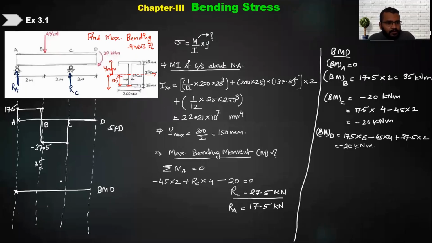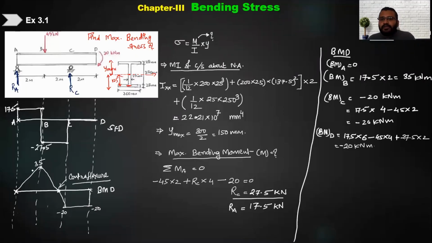One minute, the first is 0 value, then at point B 35, at point C -20, and then -20 and 0. So you will get this is the point, then it will drop here, it will go here, and it will come back. This is the point of, if you remember, we were calling it point of contraflexure, right? Where bending moment is 0.